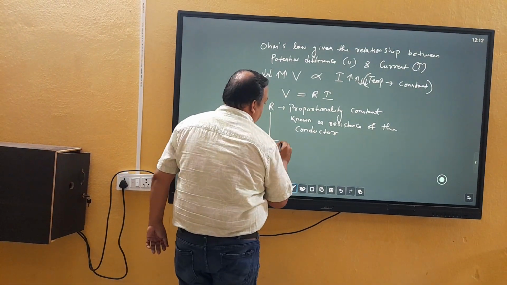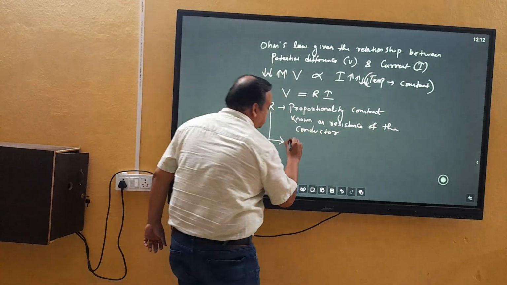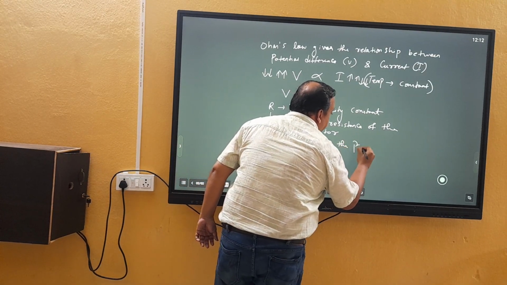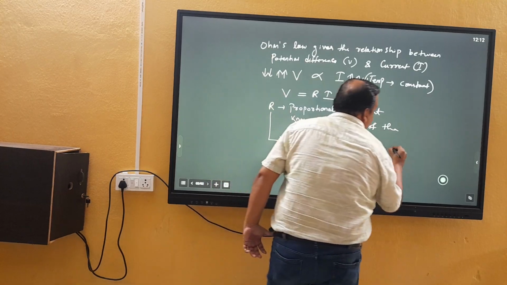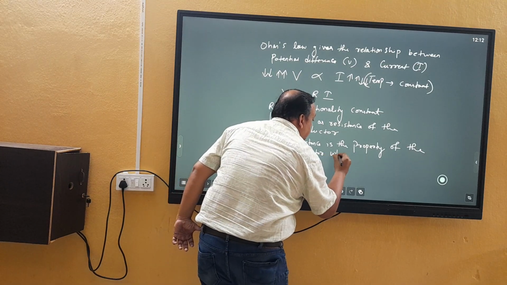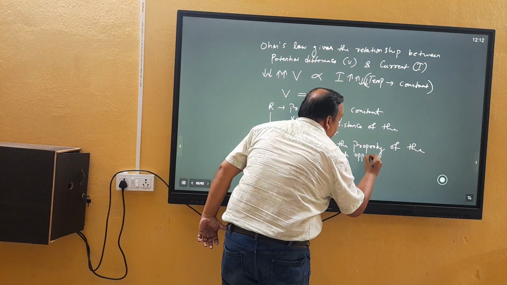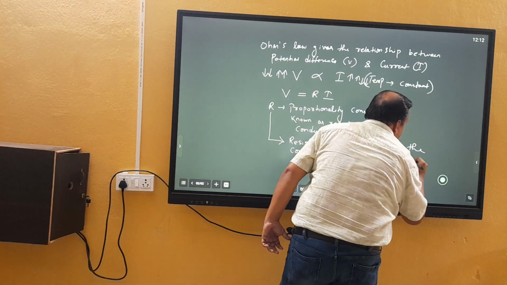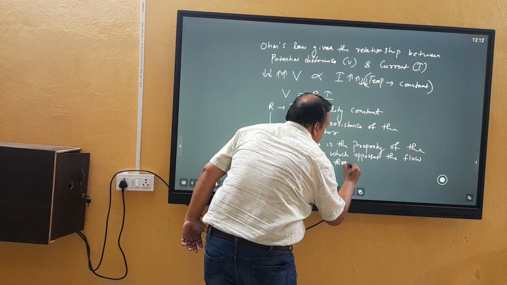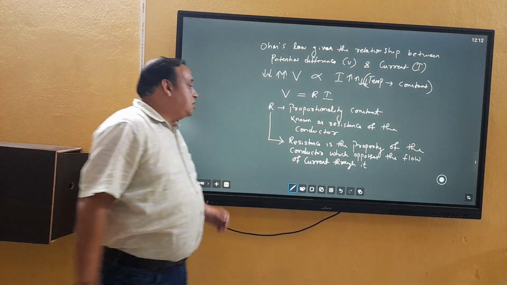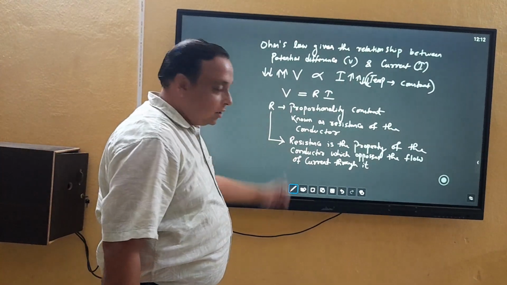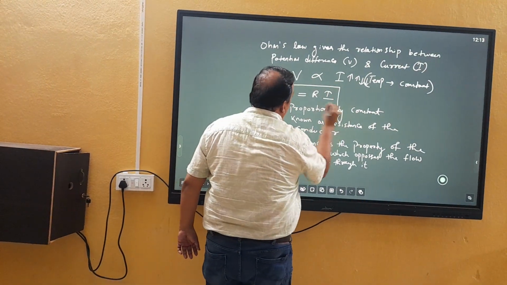What is resistance? Resistance is the property of the conductor which opposes the flow of current through it. So we find the formula V = RI.